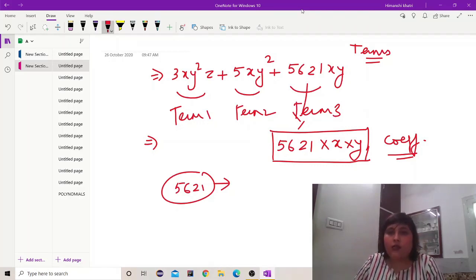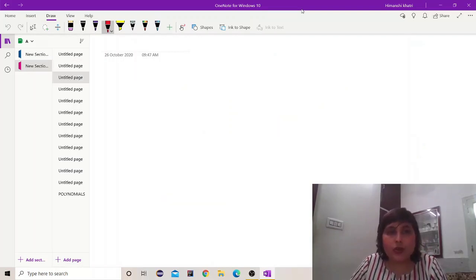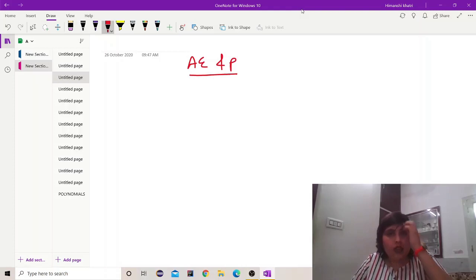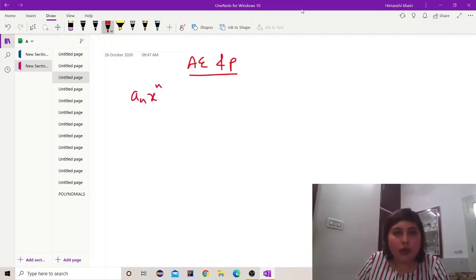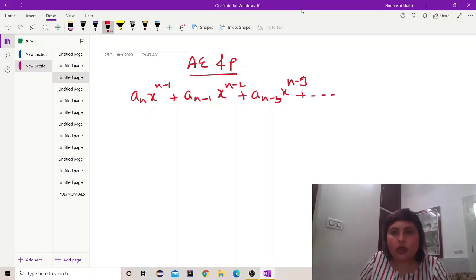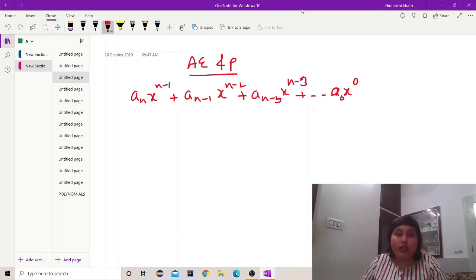Now let us understand what is the difference between algebraic expression and polynomial. So coming on to the next part, what is the difference between algebraic expression and polynomial? See, I have written the general form in this way: a_n x^n plus a_(n-1) x^(n-1) plus a_(n-2) x^(n-2), and so on it goes till x^0 and a_0. Okay, so see here what is given.